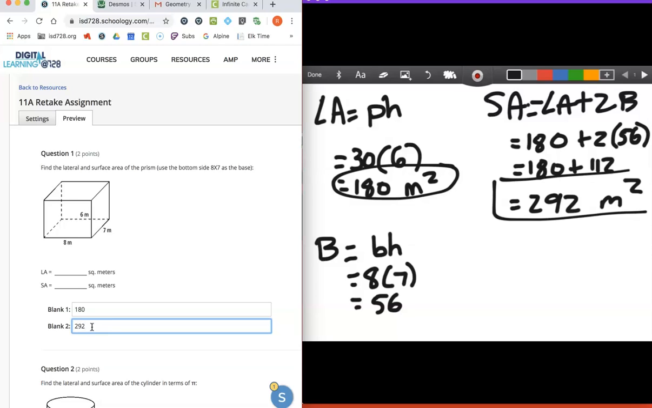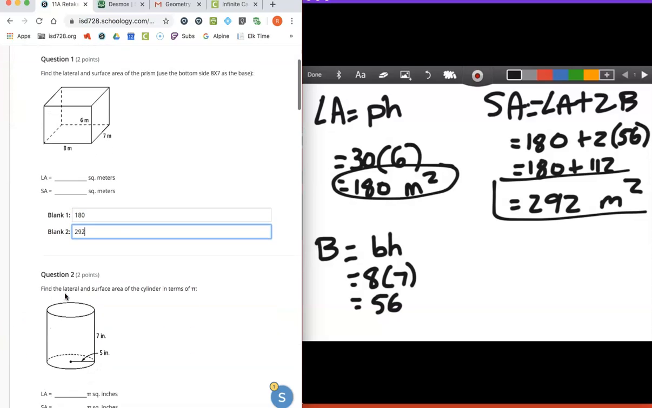And that's the process that we follow for surface area. Add up the sides, the lateral pieces, and then add in however many bases there are. So for prisms, there are 2 bases. Cones and pyramids, there is only 1 base.